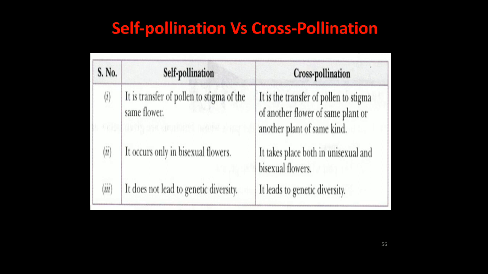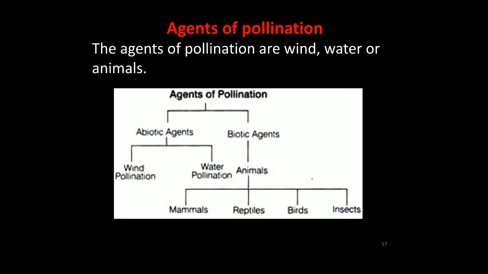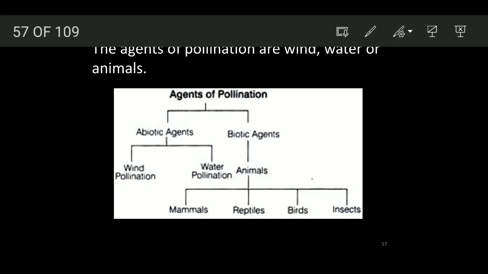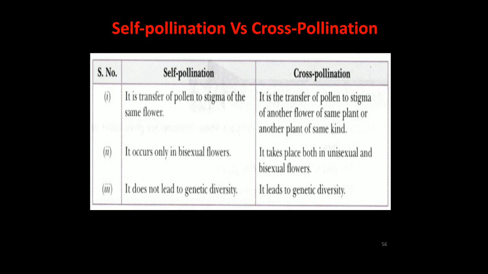Self pollination versus cross pollination. It is transfer of pollen to stigma of the same flower. It is a transfer of pollen to stigma of another flower. See the difference, you can read it here. Go through it, read it in detail. I want you to read it aloud once. Can you read it once? Just go through that. Read it once.